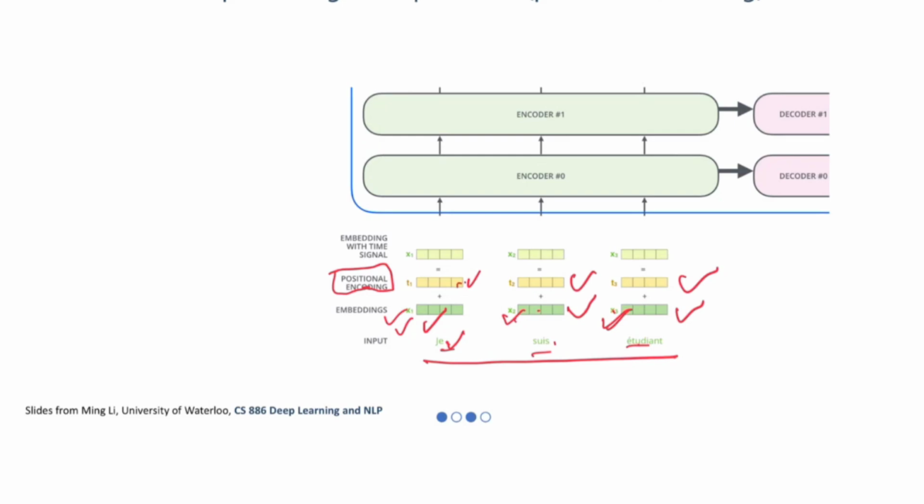So combining x1 with T1 will give you a new x1, combining x2 with T2 will again give you a refined feature vector, and this will again give you a new feature vector. So now whatever x1, x2, and x3 I got, it has the positional information because I have incorporated it here. So now this is the addition of the actual word information plus the position information.